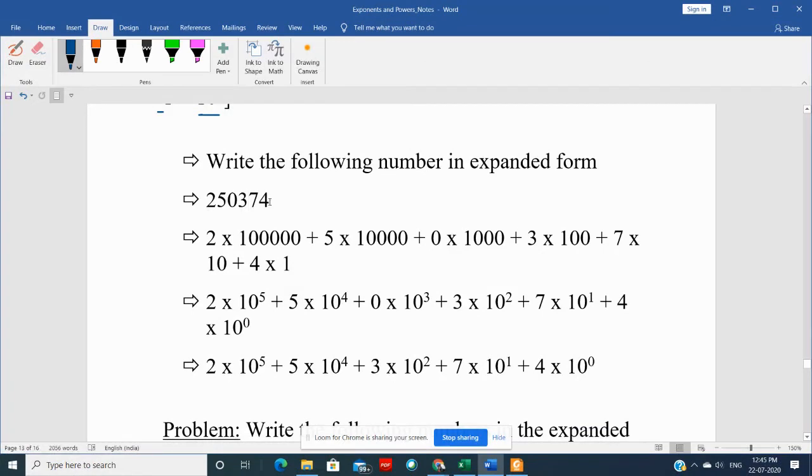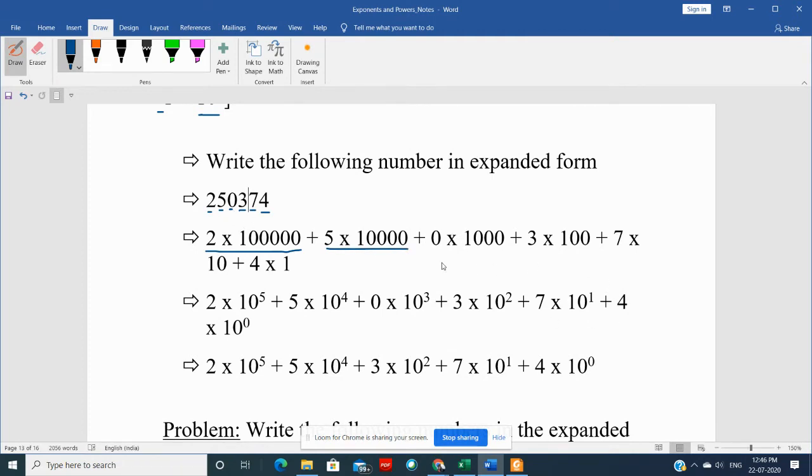This is your number, right? Let's see the place value. Okay, so this is ones, tens, 100, 1,000, 10,000 and lakh. So 2 is at the lakh place value. So we'll just multiply 2 into lakh. 5 is at the 10,000 place value. So we'll multiply 5 into 10,000.